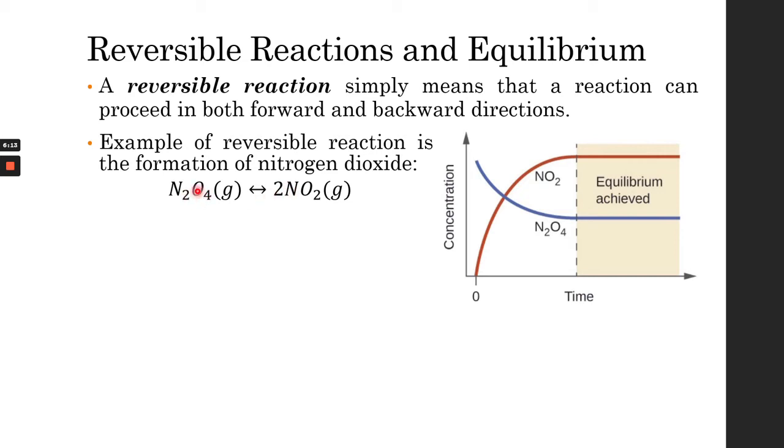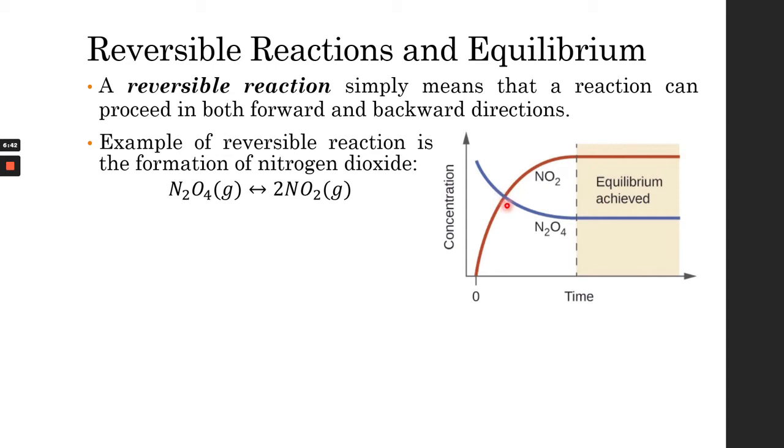It's basically as N2O4 proceeds to make 2 moles of NO2, at the same rate, at the same speed, some concentration of NO2 is becoming N2O4. That is what we call equilibrium or chemical equilibrium. I hope I've explained that clearly, but again, I want to emphasize that when we talk about equilibrium, we are not talking about an equal concentration of reactants or products.